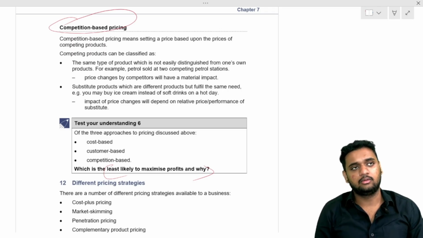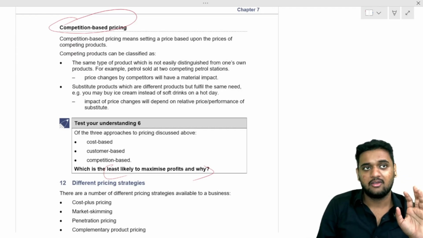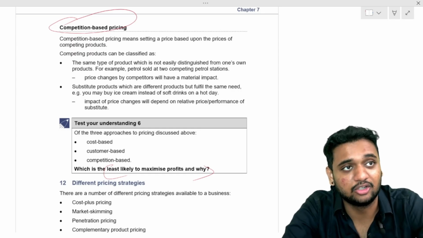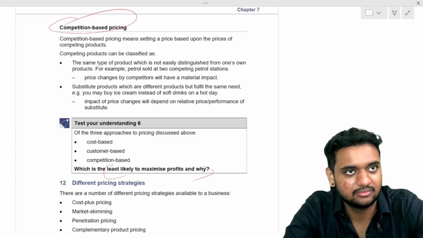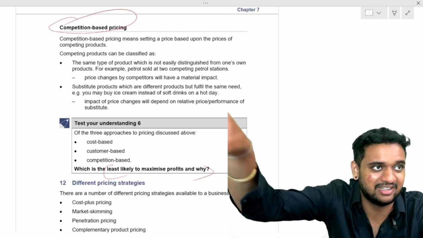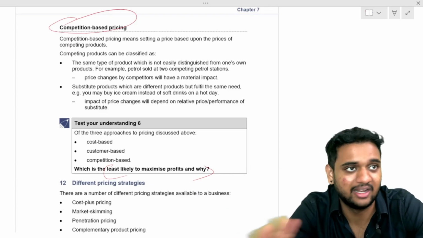Well, the answer they've mentioned is customer based and competition based. In both, we'll be able to attract more customers. In customer based and competition based, we are setting the correct selling price. We'll be able to attract more customers, make more sales and get more profit.